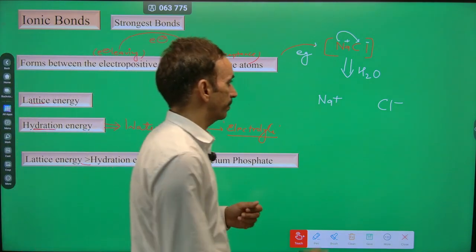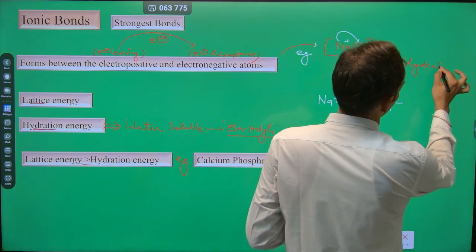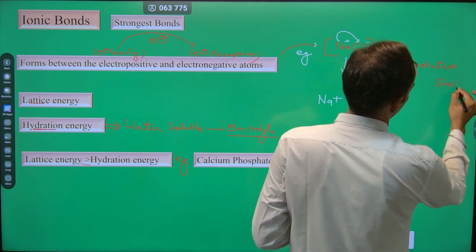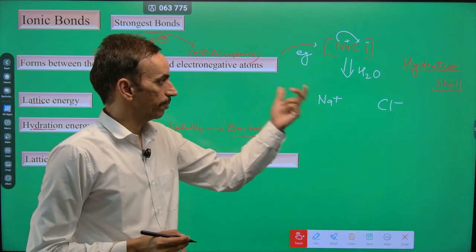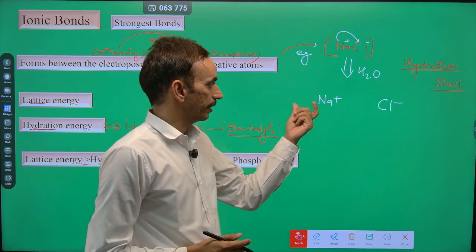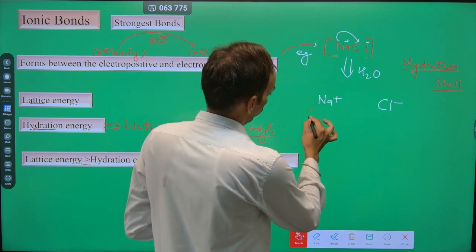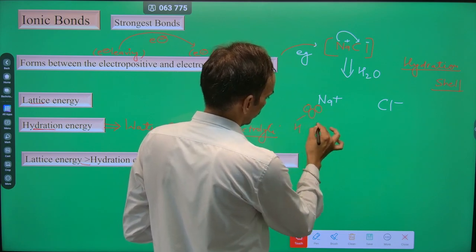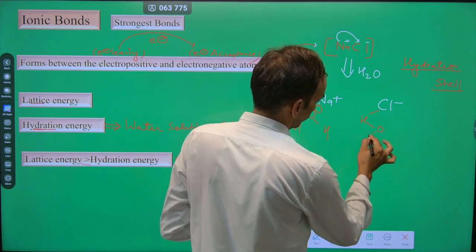Now, another concept here is the concept of the hydration shell. What is a hydration shell? As we know, ionic compounds are soluble in water and they give rise to ions. Now, the water molecules form a shell around these ions and do not allow these ions to interact again.